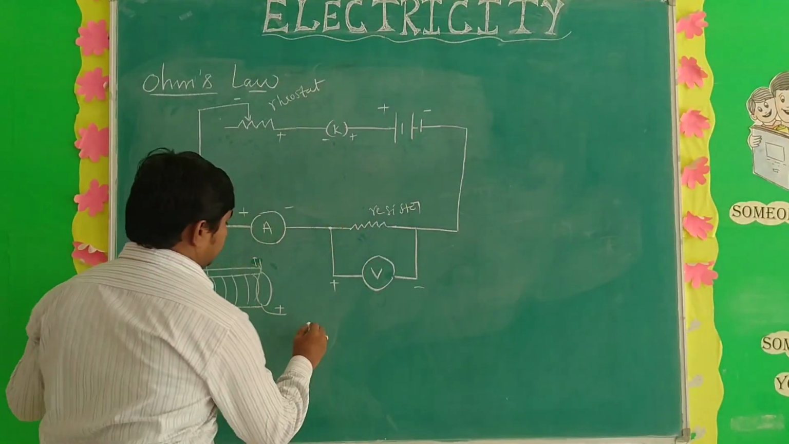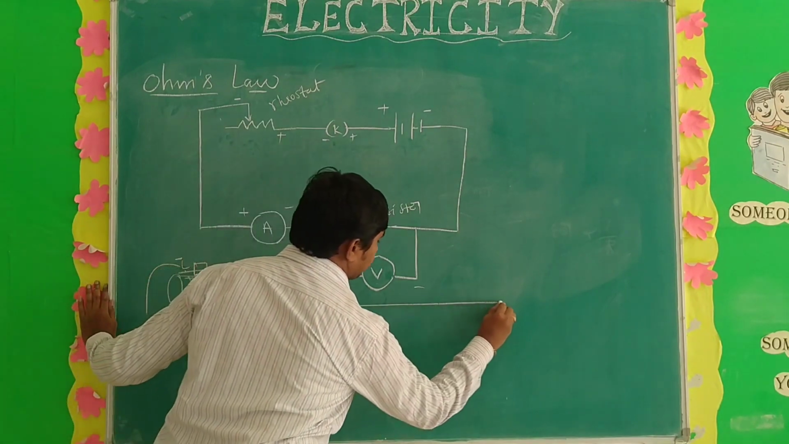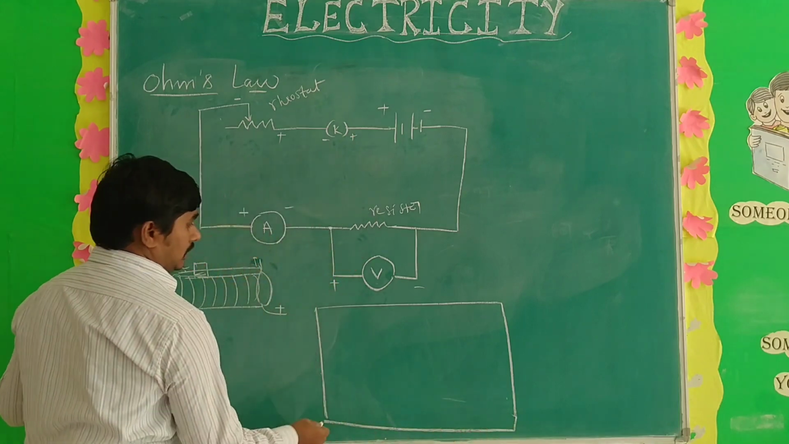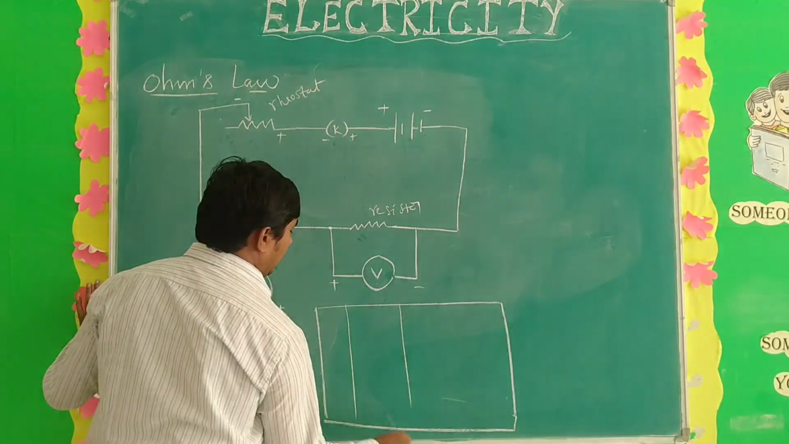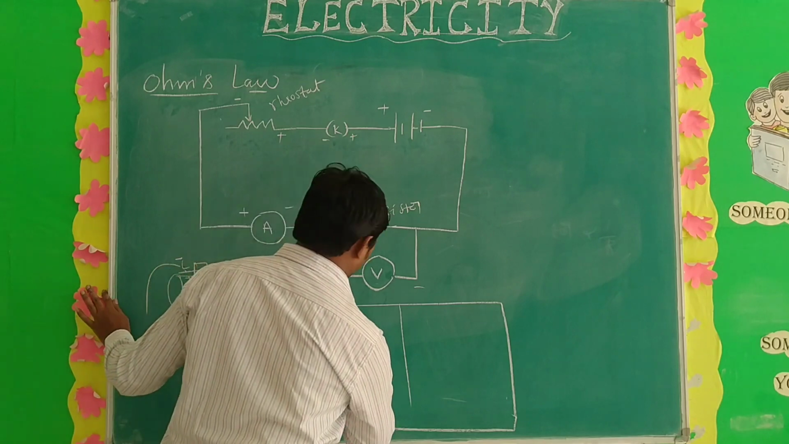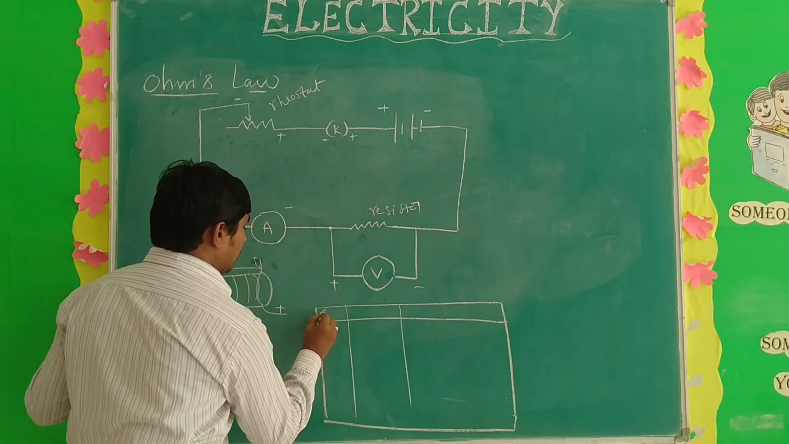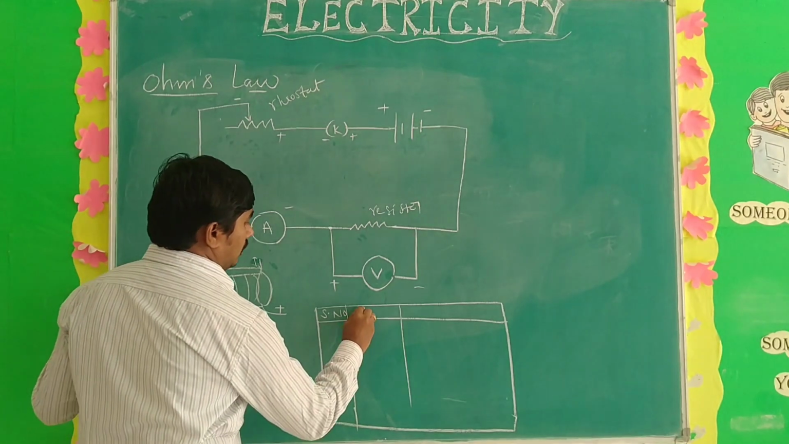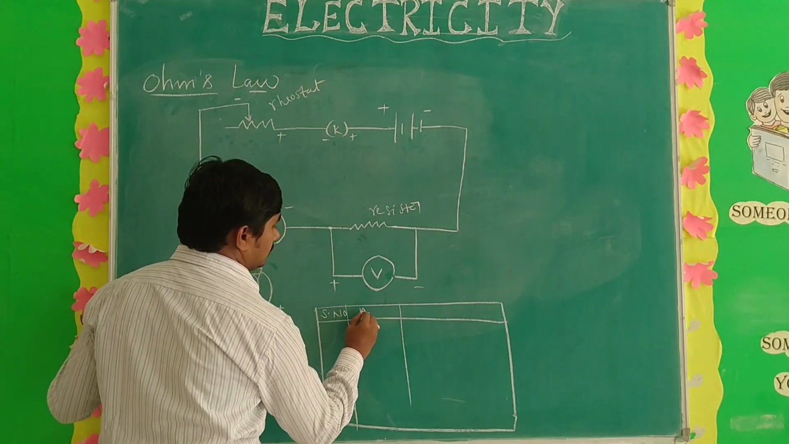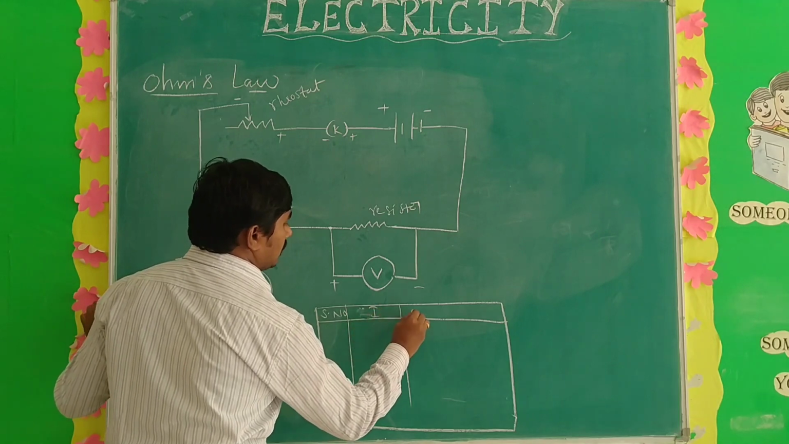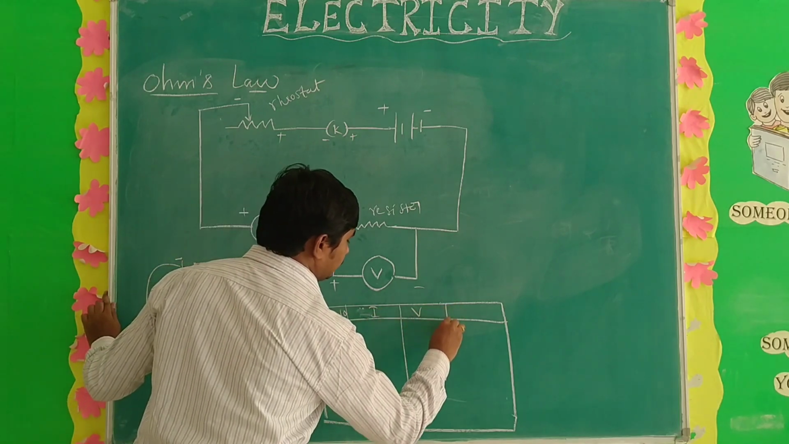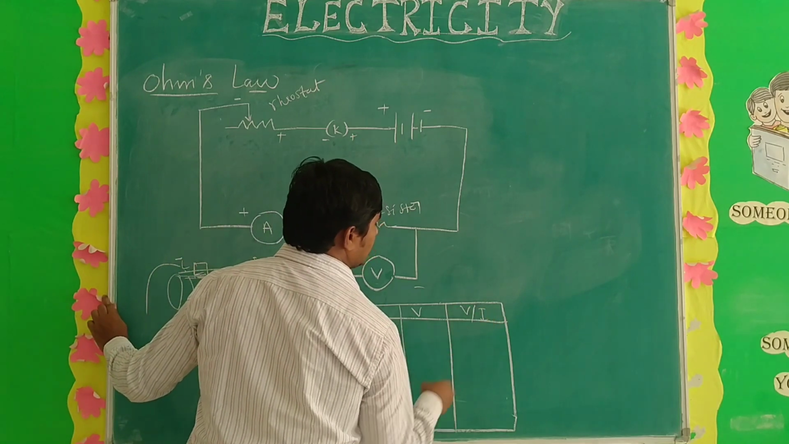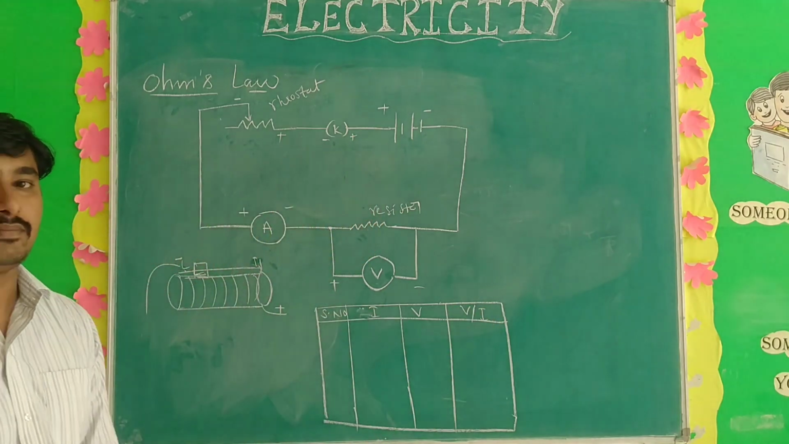Take one table here. This is a table. The serial number, okay, ammeter values, meaning current values, and voltmeter values, and here V by I values. What is that? V by I values.